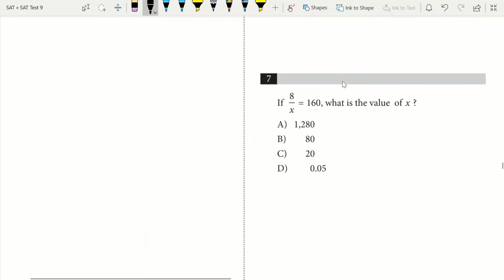All right, question 7. If 8 over x equals 160, what is the value of x? Well, right off the bat, what I know is I need a larger number. This 160 has to be larger than what this 8 is. So if I'm dividing, I need a decimal, because if I divide 8 by any number greater than 1, it gets smaller. So I need to divide by a decimal in order to get it larger. So I know my answer has to be D, 0.05.